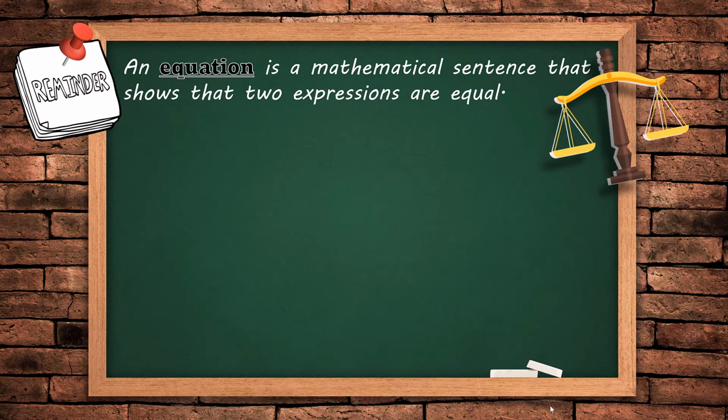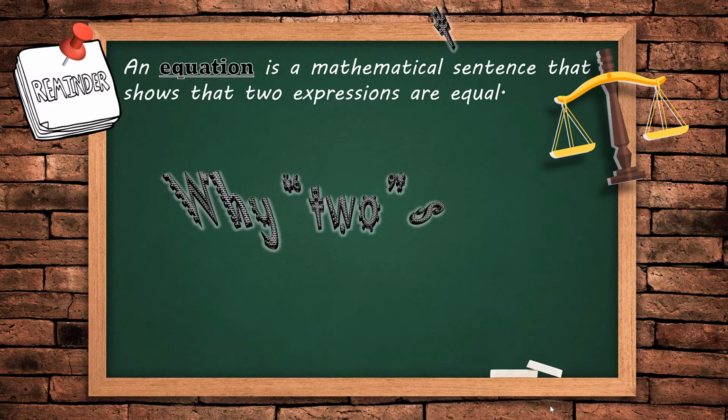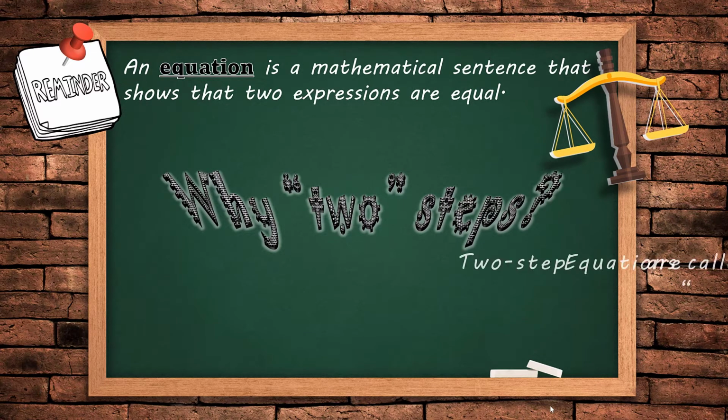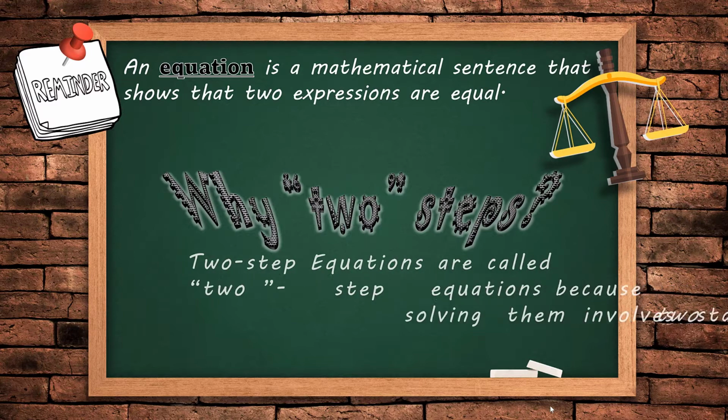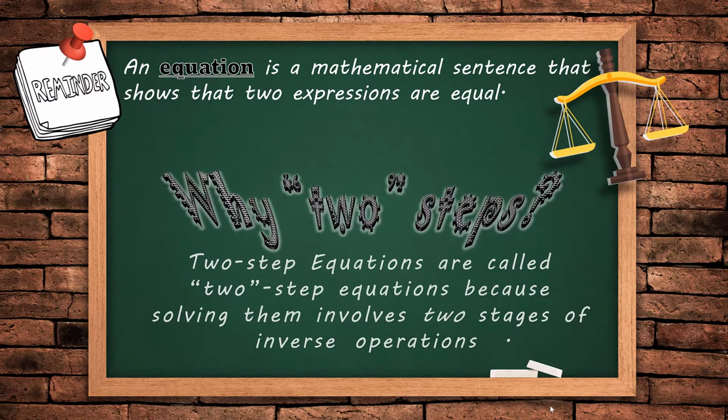An equation is a mathematical sentence that shows that two expressions are equal. Why two steps? Two-step equations are called two-step equations because solving them involves two stages of inverse operations.